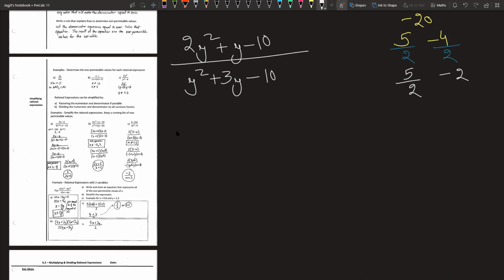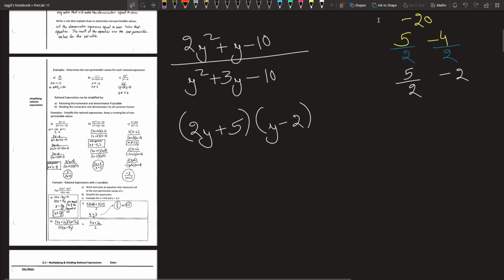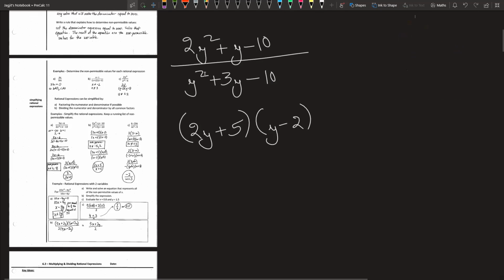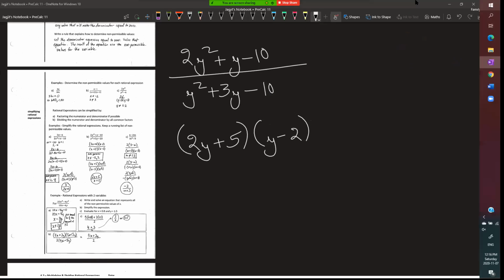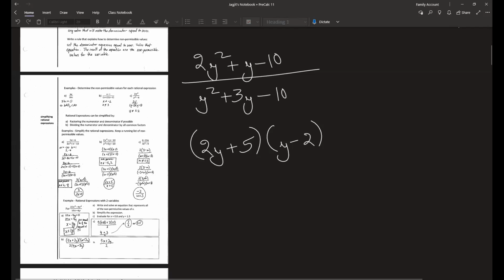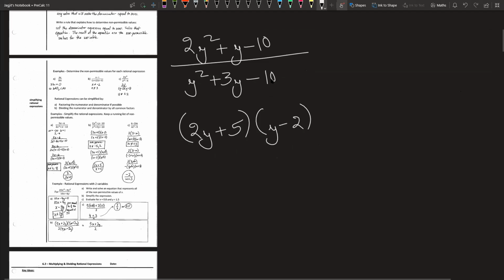So guys, what's my factor for the top going to be? This 5 over 2, 2 at the bottom will land in front of y, so we get 2y. At the top, you have plus 5. Then we have minus 2, that would just be y minus 2. So we factor the top, let's factor the bottom now, okay? So what's the number in front of y squared? What's the number in front of y squared, folks? That's 1. And we multiply that by the number at the end. 1 times minus 10 will give you minus 10.